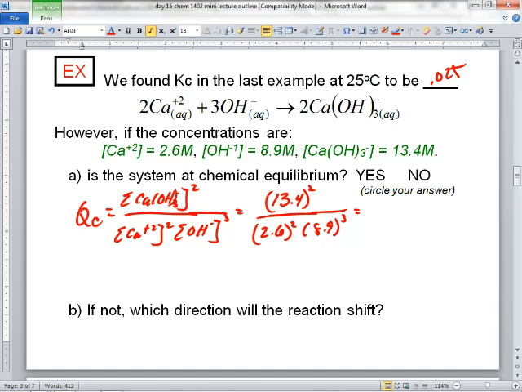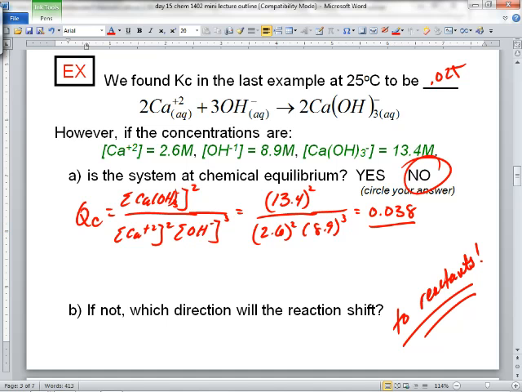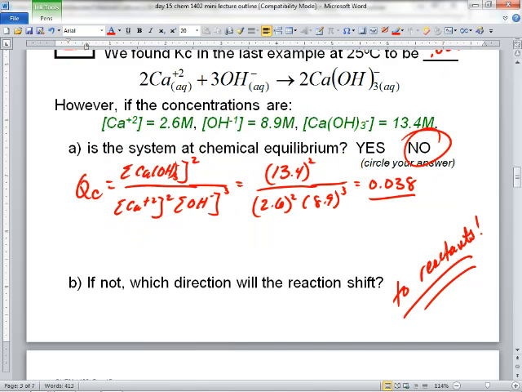I get 0.04. I could write even more digits, 0.038 or something. So Shelby, that's what I got, 0.038. Are we at equilibrium? No, they're not the same. Did you hear? There's too much product. Qc is too big. So which direction is it going to shift? Yeah, shift to reactant. Now that's a question you're going to be asked.